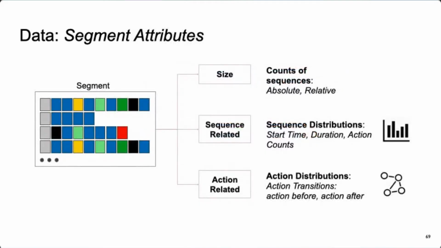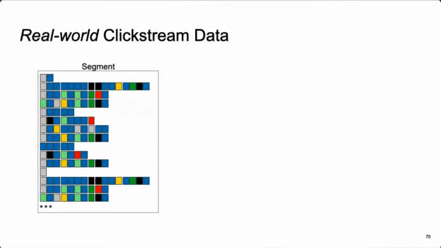So segments themselves also can have attributes, right? We can think about how big they are, both in relative and absolute terms. And there are attributes like, again, you can inherit from all of the sessions within it, things like the start time and duration and how many things happened. And once we've got these segments, you can also think about actions for a particular sequence, what happened before something, what happened after something. So it gets a bit more sophisticated than just single views.